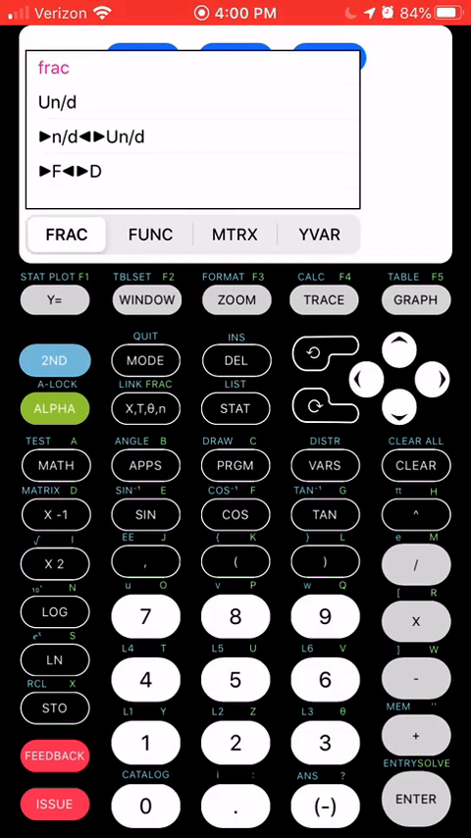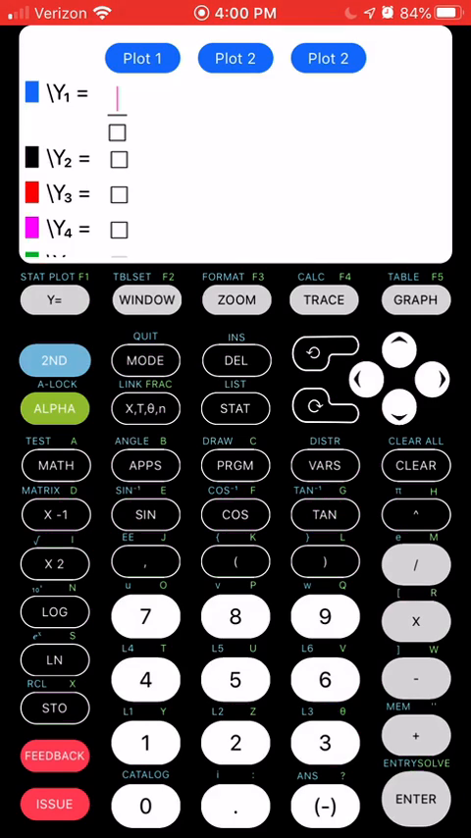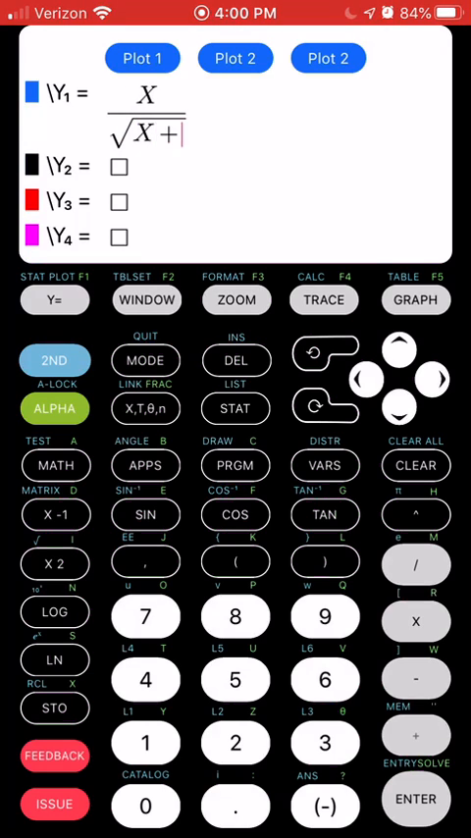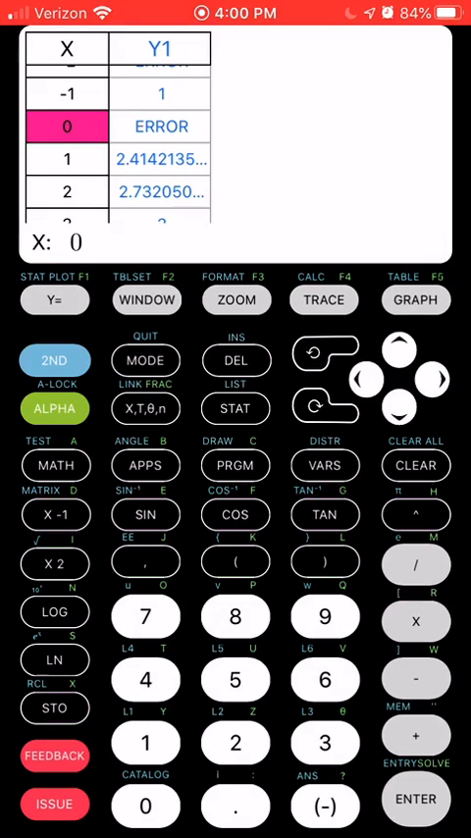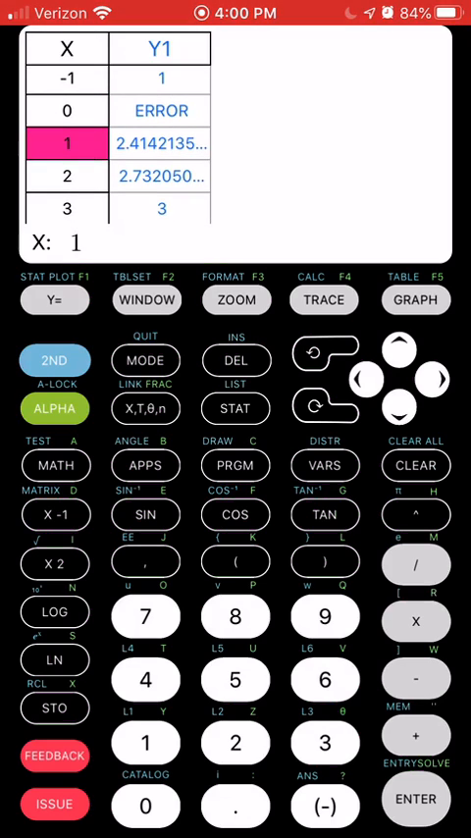To get to this, hit alpha y equals, then enter, and we'll put x over square root of x plus 1. Hit the right key and then minus 1. It looks like this. If we graph it, it looks like this. When we went to the table, we found that there's an error at 0 for the x value. At -1 for x, we had a y value of 1, and then we have a few other points that could totally fit on a graph.